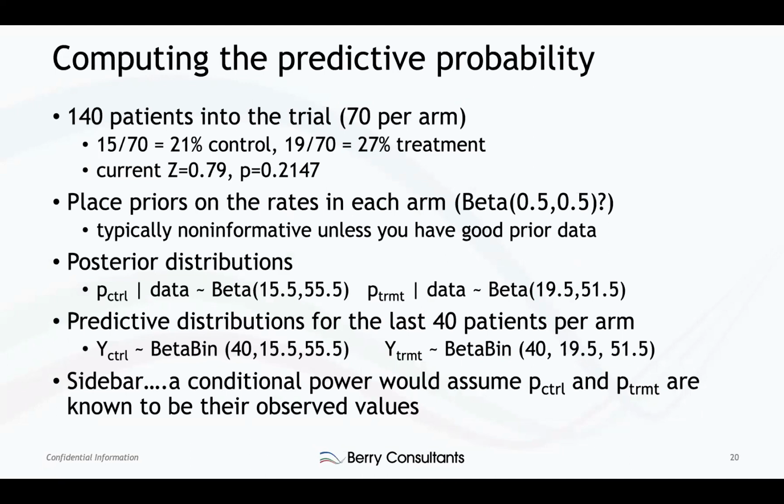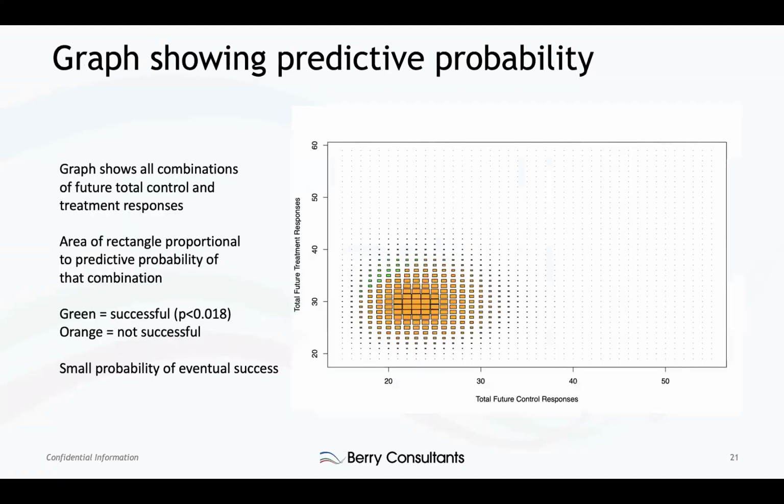I've got a slide here on computing the predictive probability. I'm going to skip the details. One of the purposes of having software is to do this calculation for you. But what you can see here is if you compute this predictive probability, this is a graph showing what I expect to happen in the future. So this is how many control responses I expect to get. This is how many treatment responses I expect to get.